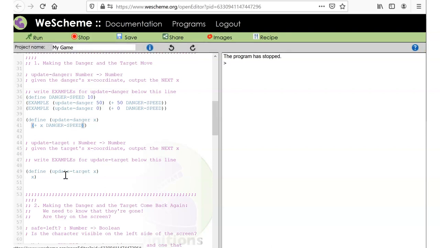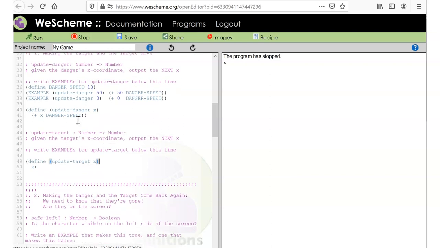And now it's up to you, your assignment for next time, and you can keep playing with this. You can see what happens if you make it go right to left instead of left to right. So in your code, change your update danger function, and your update target function, to make your dangers move and your target move right to left or left to right according to these word problems you find here.